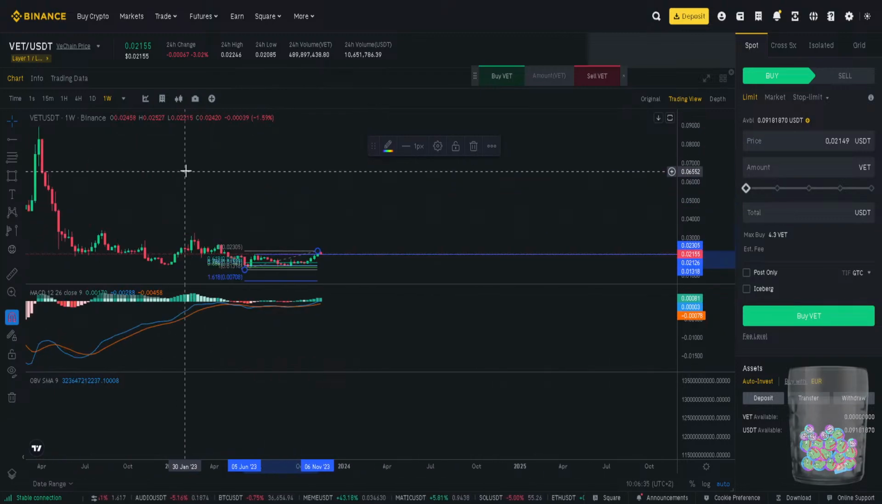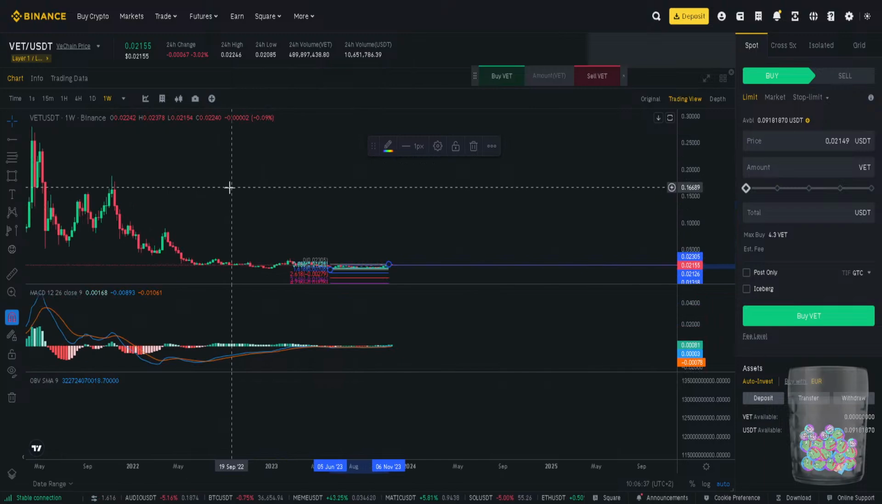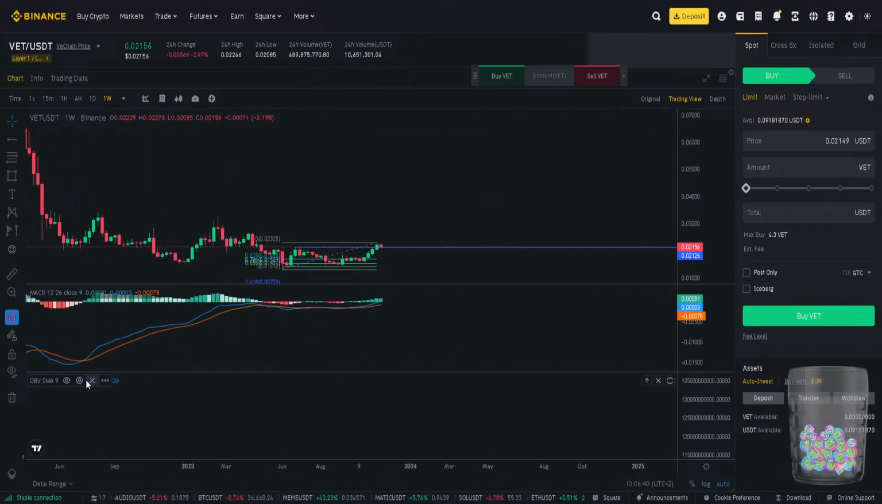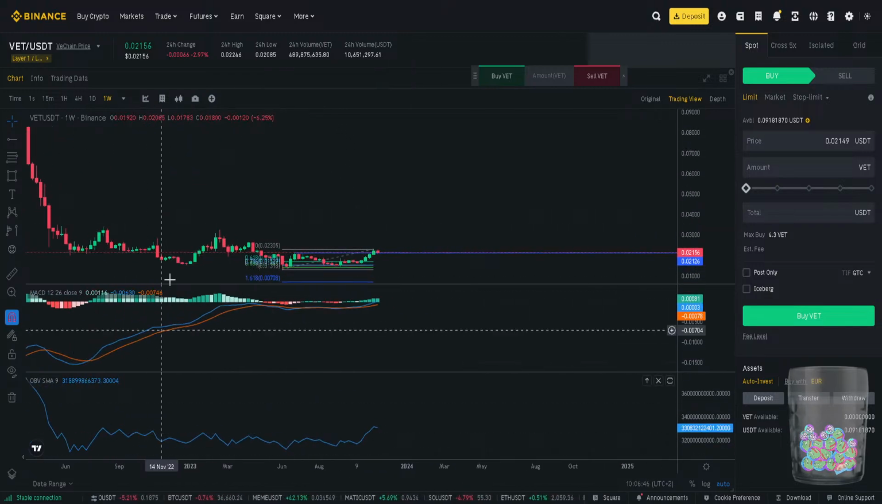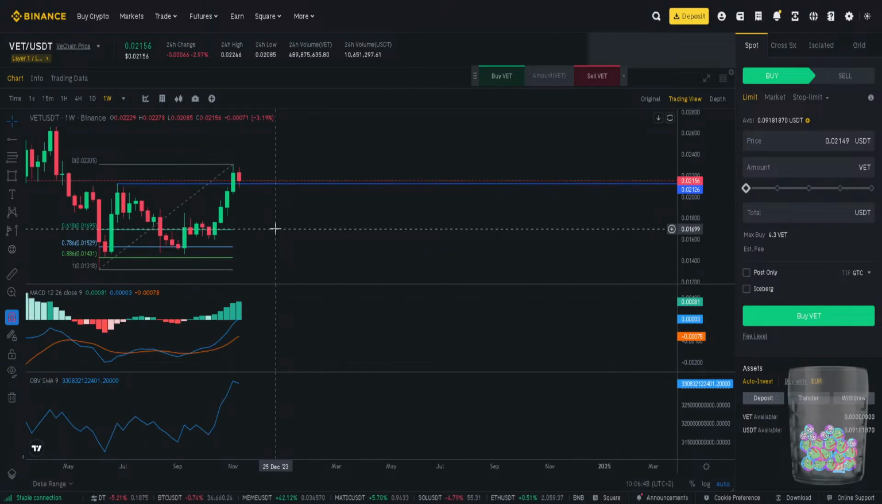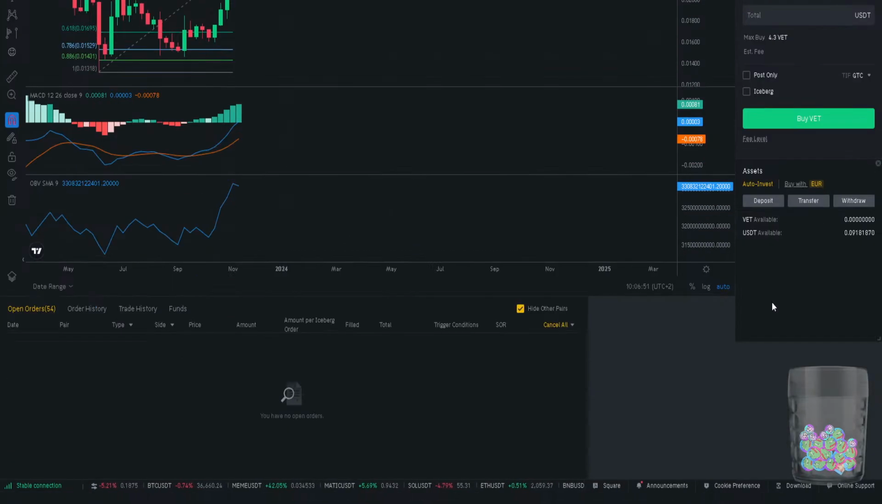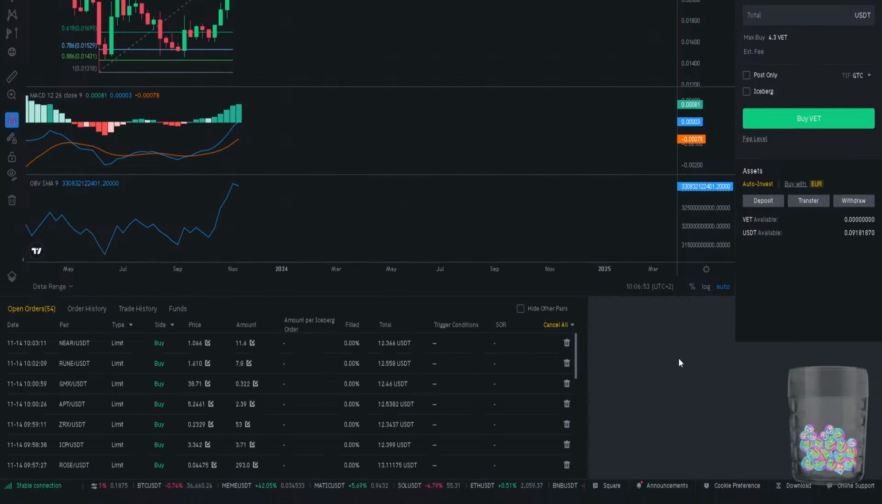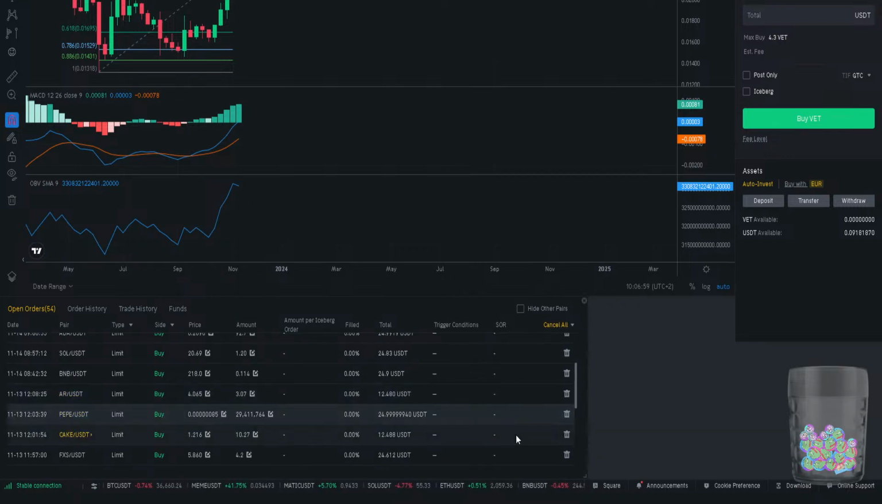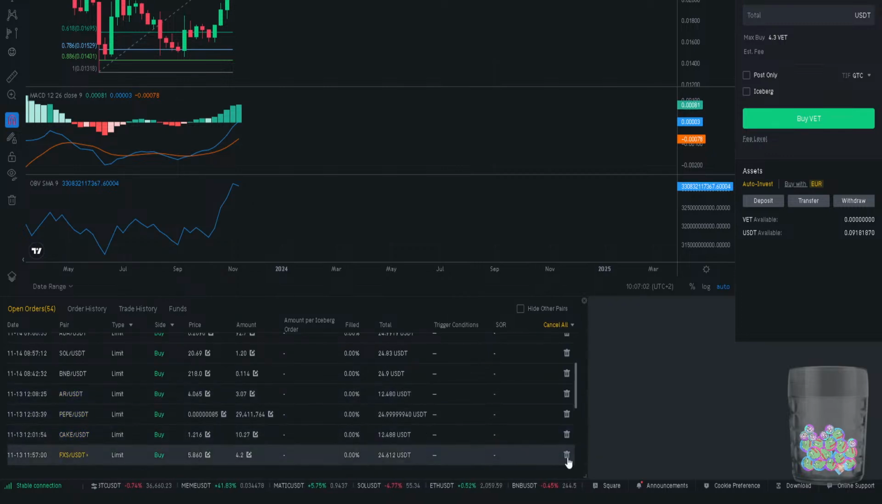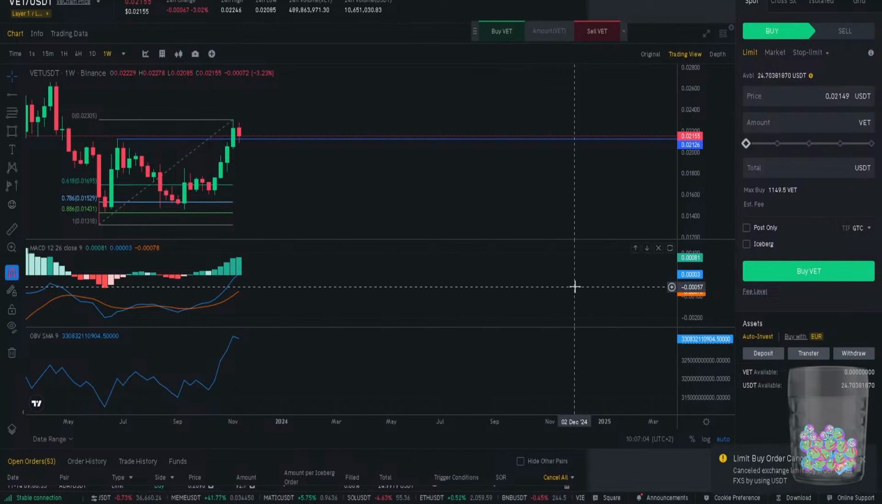Really not in love with this chart. For some reason the OBV is not displaying. Oh, there we go. We do have bullish divergence on the OBV, which is quite rare. Yeah, why not? Let's just get some VeChain. $16.95.